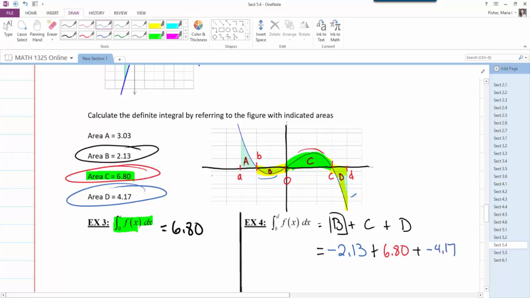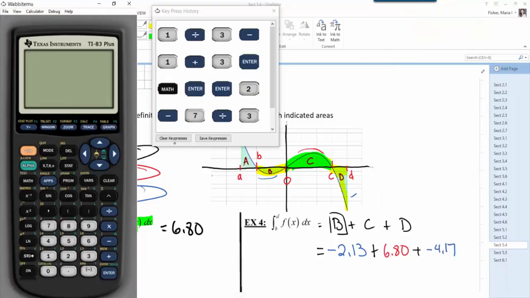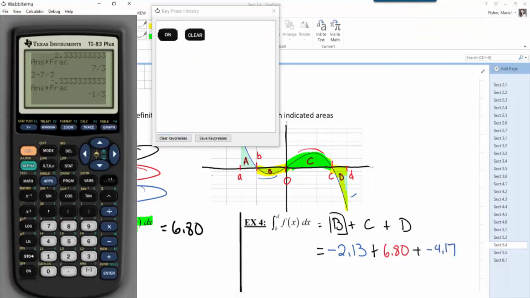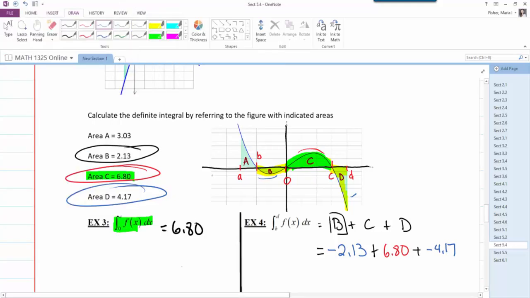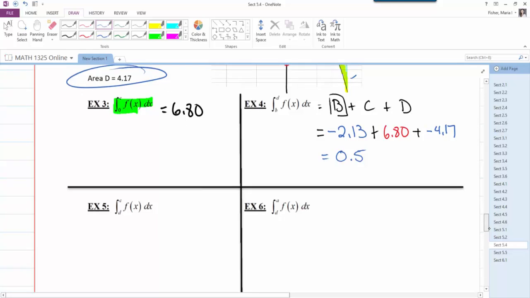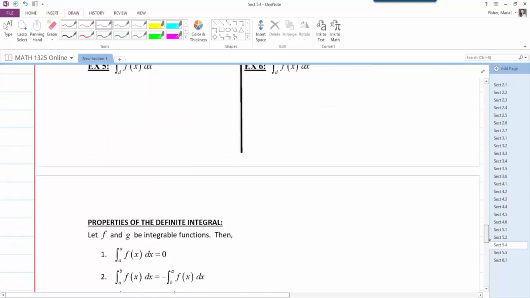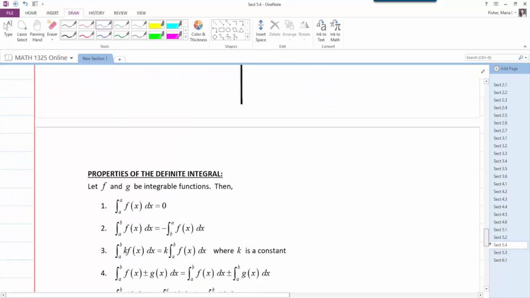And if we were to put all that in a calculator and compute the area, we'd end up with negative 2.13 plus 6.8 minus 4.17, which is 0.5. So our area would equal 0.5 units squared. All right, we're going to skip 5 and 6 until after we look at those properties, and we'll do that in the next video.